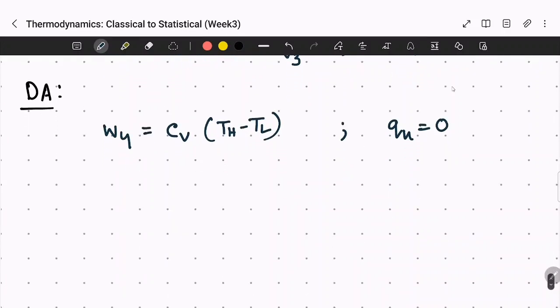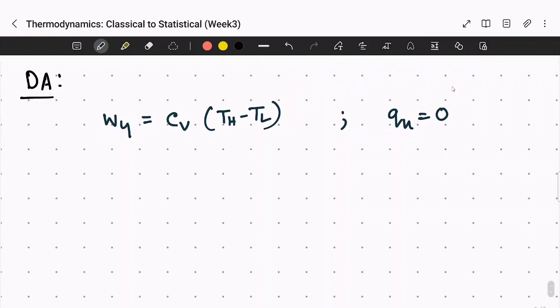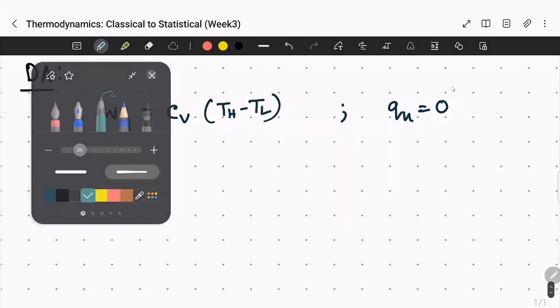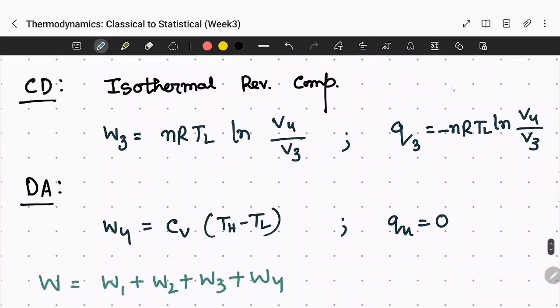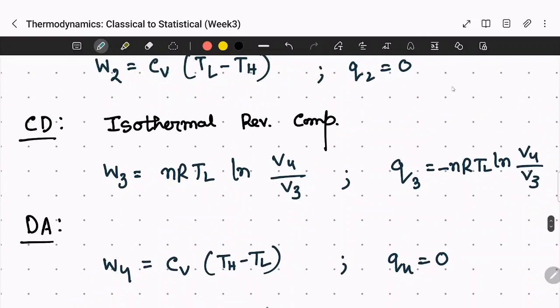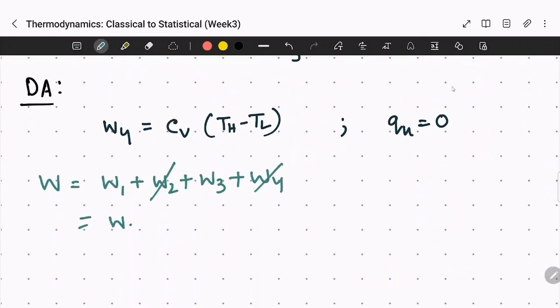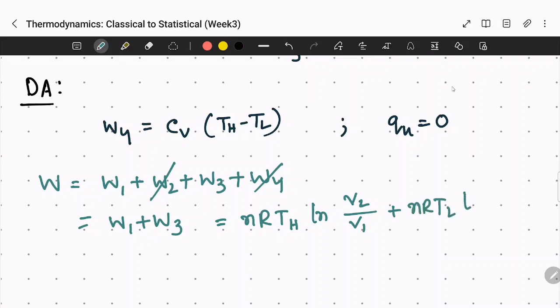So now we have to calculate the overall output of work and the heat. Then we can calculate efficiency, everything. I will come into that, but first we have to calculate this one. So what will be the total W? W1 plus W2 plus W3 plus W4. We can see here that W2 and W4 are the same, just with opposite sign, so they will cancel each other. So W1 plus W3: it is NR TH ln V2 by V1 plus NR TL ln V4 by V3.